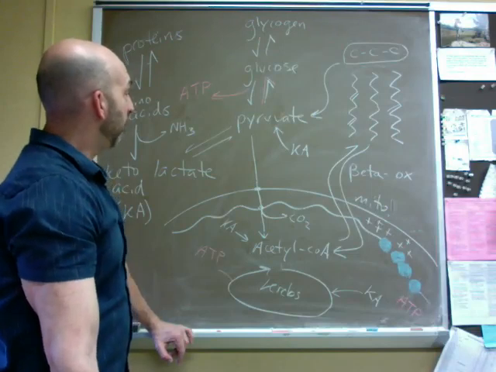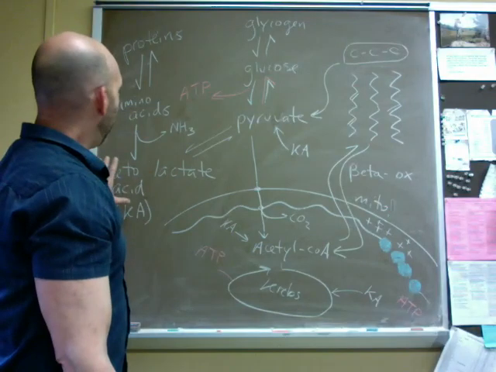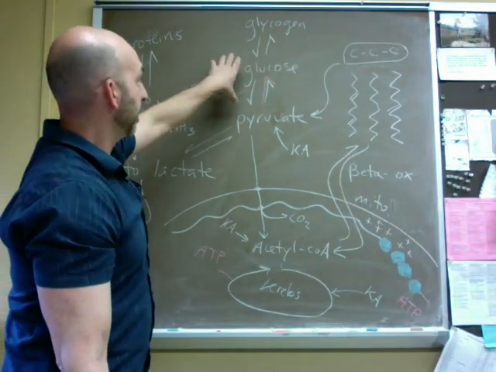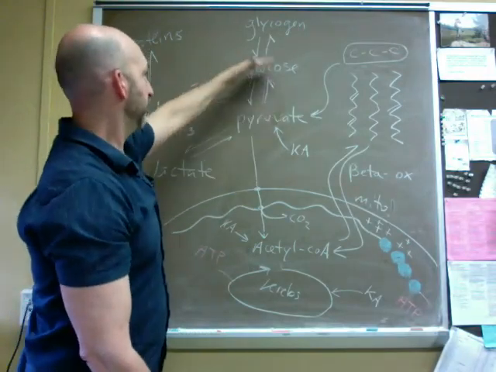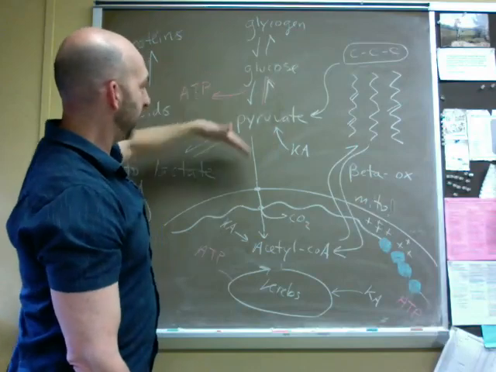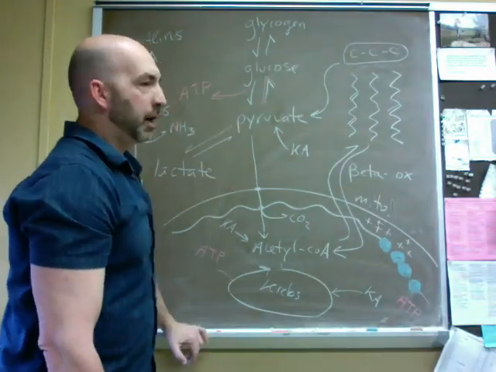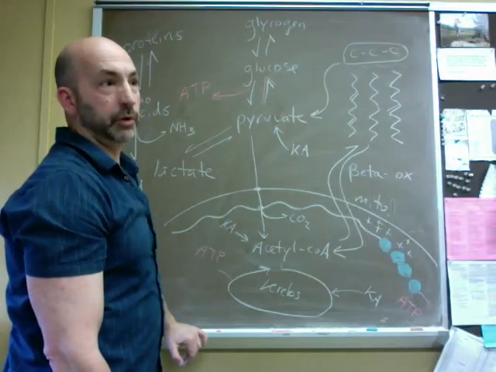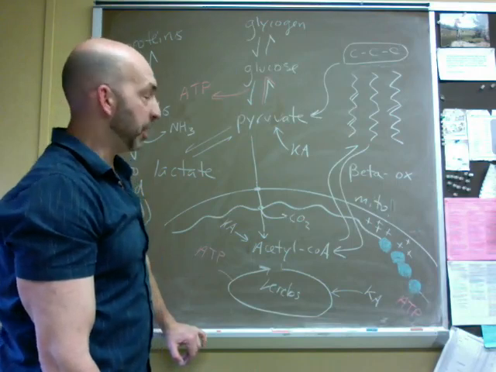Now, keep in mind, the keto acids are funneling in south of glycolysis, unless we're being biosynthetic, right? That's the opposite direction. But being catabolic, they are funneling in at pyruvate or beyond, which means they are only used aerobically for ATP production.